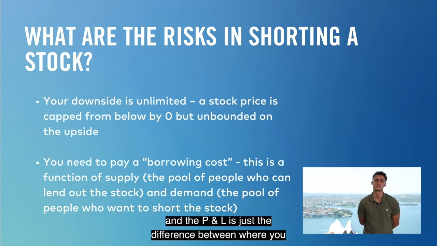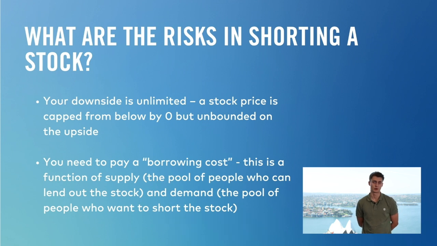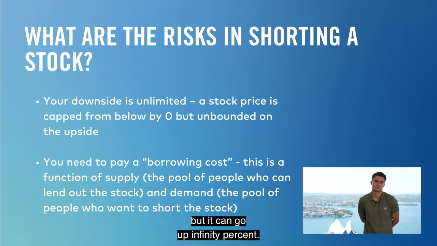goes higher, and the P&L is just the difference between where you went short the stock, aka the price you sold it in the open market when you borrowed it originally, and then the price that you ultimately buy back the stock for. But a very important consideration is the fact that a stock can only ever go down 100%. The value of a stock is capped from below by 0, but it can go up infinity percent. The value is uncapped. So really, in the tails, the payoff is extremely asymmetric.